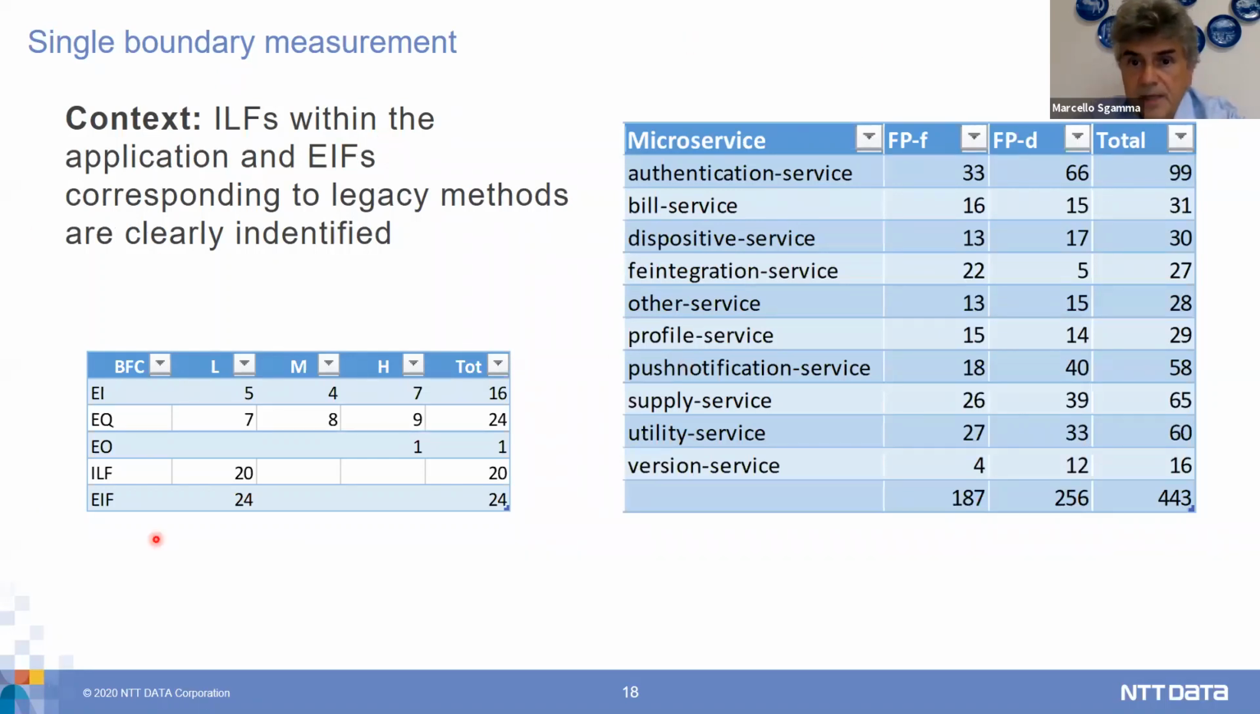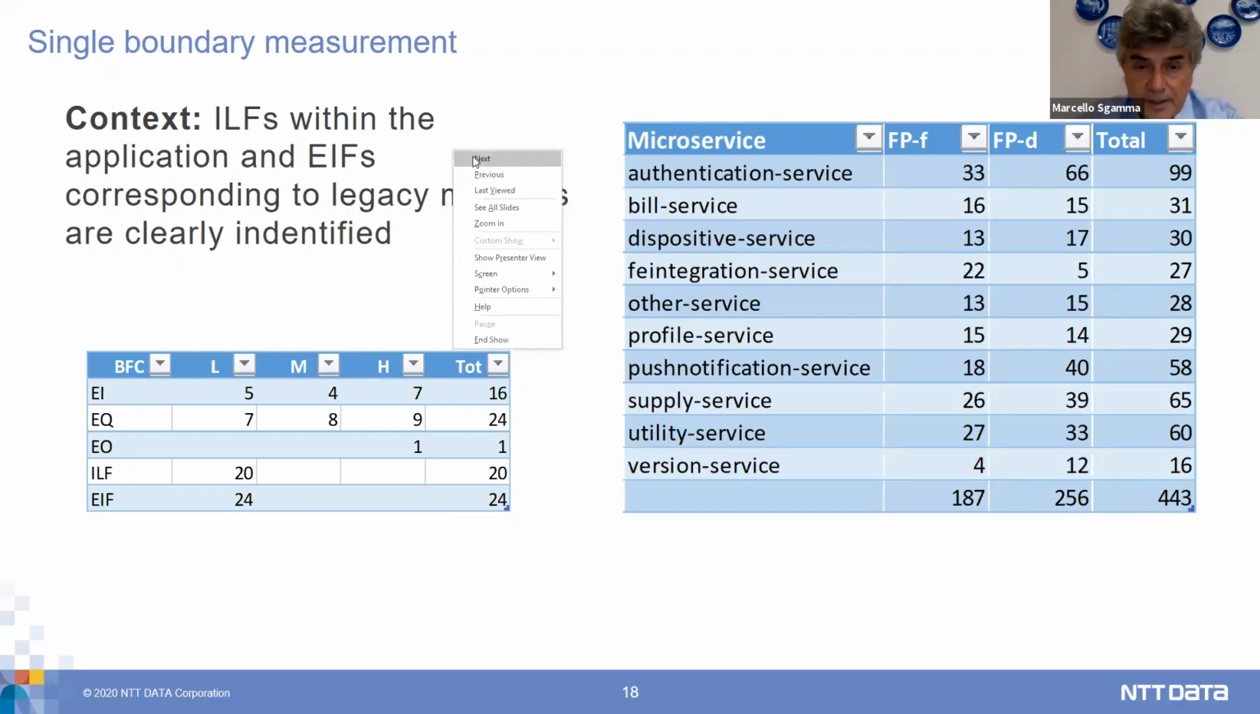These two tables summarize the counting. Here we have the BFCs which have been identified in the application. This is the counting applying a single boundary, and we see that we have 41 elementary processes and 41 operations distributed between external input, external query, and external output. Then we have 20 ELFs, which represent the data managed by the application, and 24 external interface files, which model the calls to legacy systems.